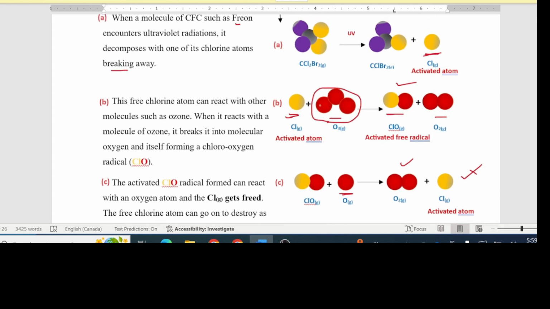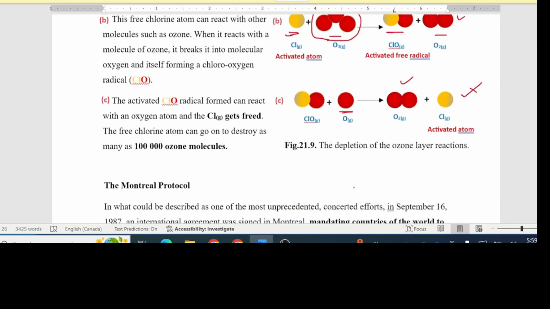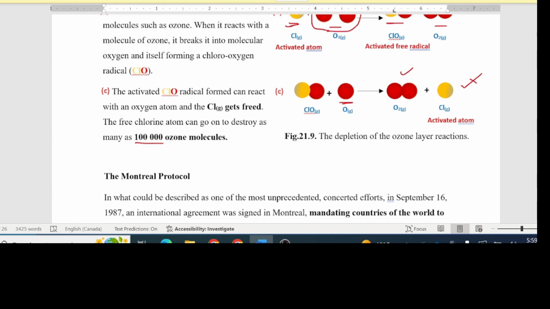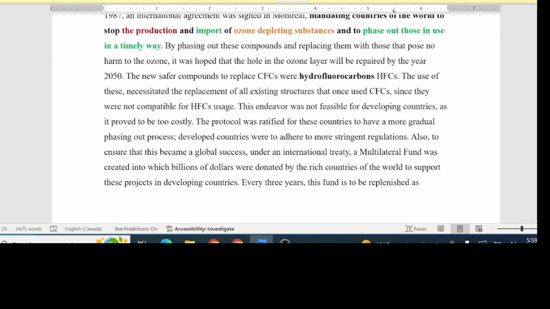It can go on, react with another ozone molecule here, and produce a molecule of oxygen and another chloro-oxygen species here. And then this can react with an oxygen atom there to produce an oxygen molecule. It is said that one chlorine atom can destroy as many as 100,000 ozone molecules. All right? So this brings us to the final thing that we have to talk about, called the Montreal Protocol. All right, you can read that.